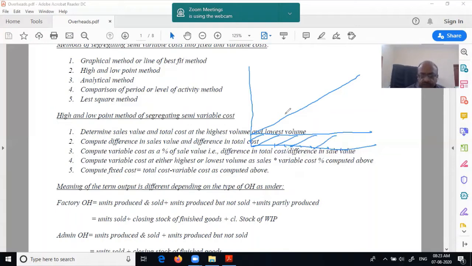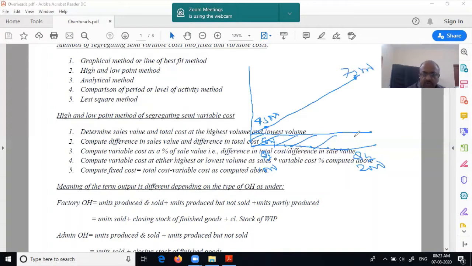How do you do it? Take the highest point cost and the lowest point cost. Mind you, this is the quantity at the highest point and the lowest point. So if you take these two points, let us take this as 5,000, total say 45,000. Just giving a random example. The quantity is 1,000 here and 2,000 here, and suppose this comes to 75,000.